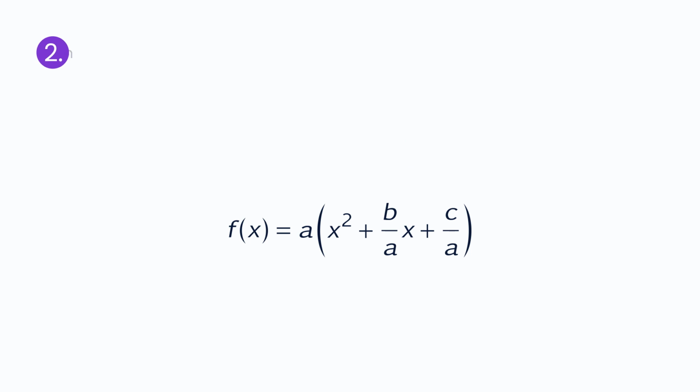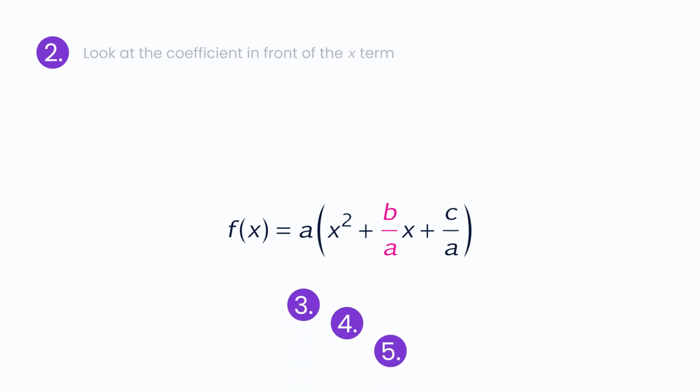Step 2 is to find the coefficient in front of the x term. In this case, it's b/a. Now you continue by performing steps 3 to 5. They focus on the coefficient from step 2.